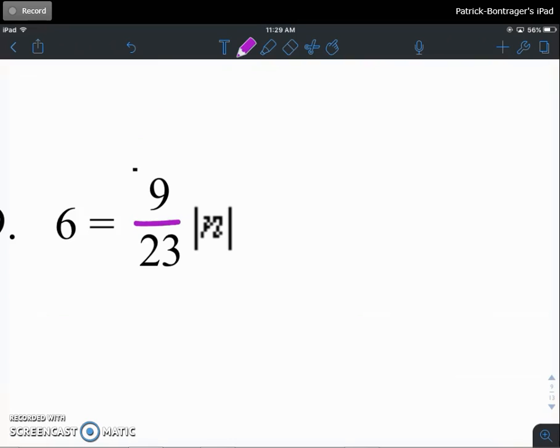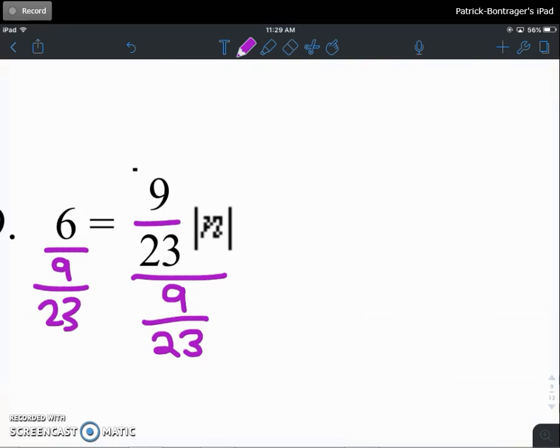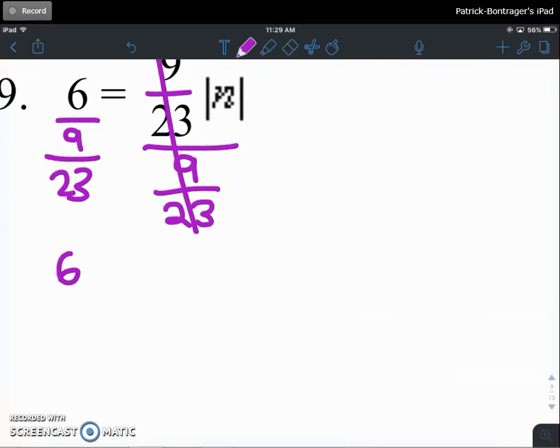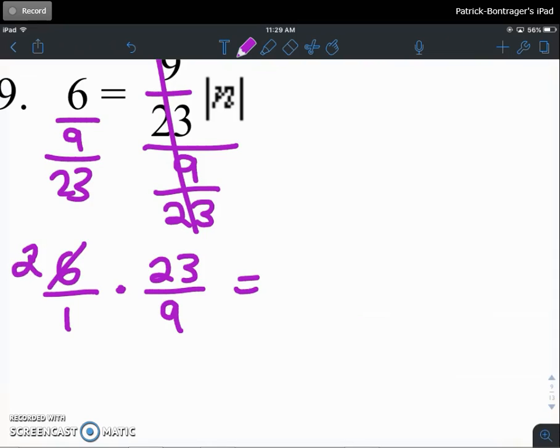Again, 9/23 and n are connected through multiplication. I'm going to divide. You could also multiply by the reciprocal. I just think it's easier to see it this way. I get 6 over 1 times 23 over 9. I'm going to do cross canceling. You do not have to cross cancel. 3 goes into 6 and 9, so 3 goes into 6 twice. 3 goes into 9 3 times. So I'm going to get 46 over 3. And 46 is not divisible by 3 because 4 plus 6 is 10, and 10 is not divisible by 3.